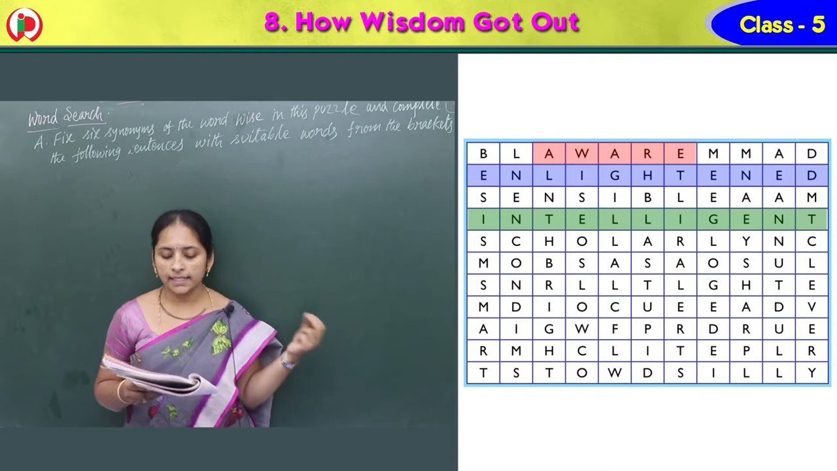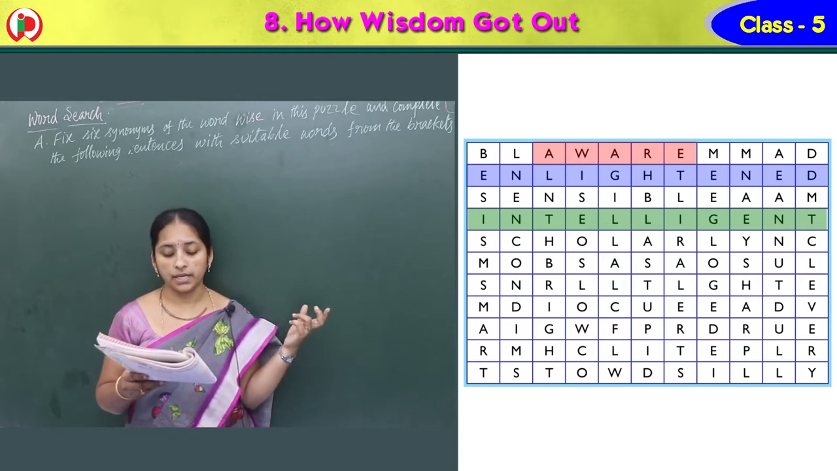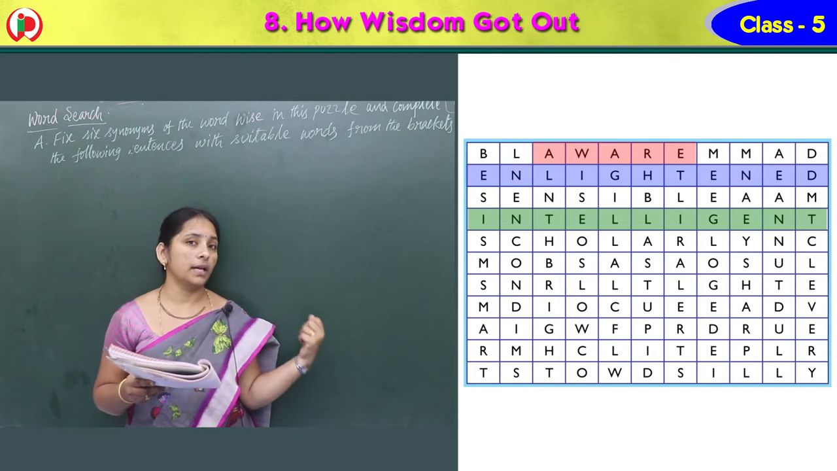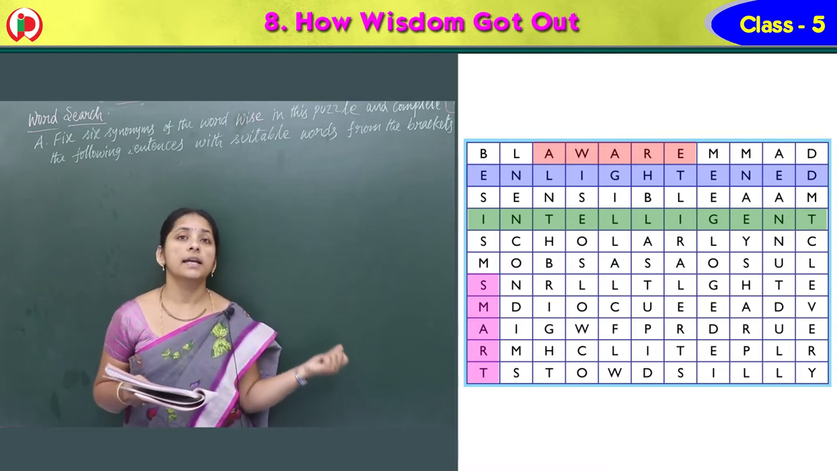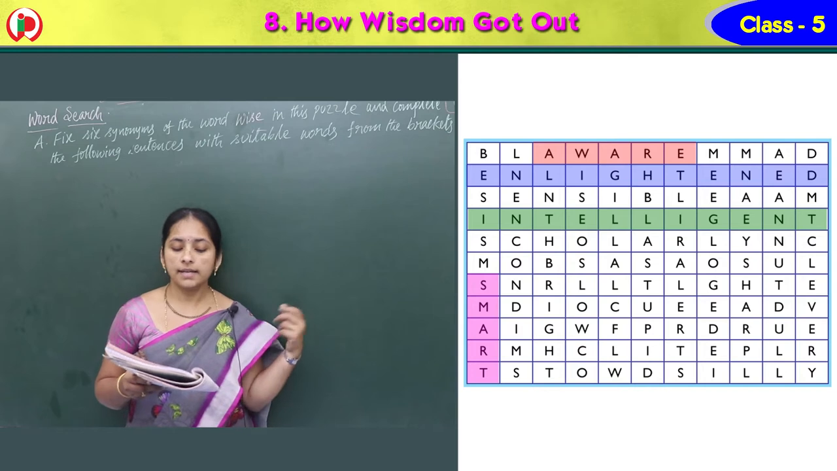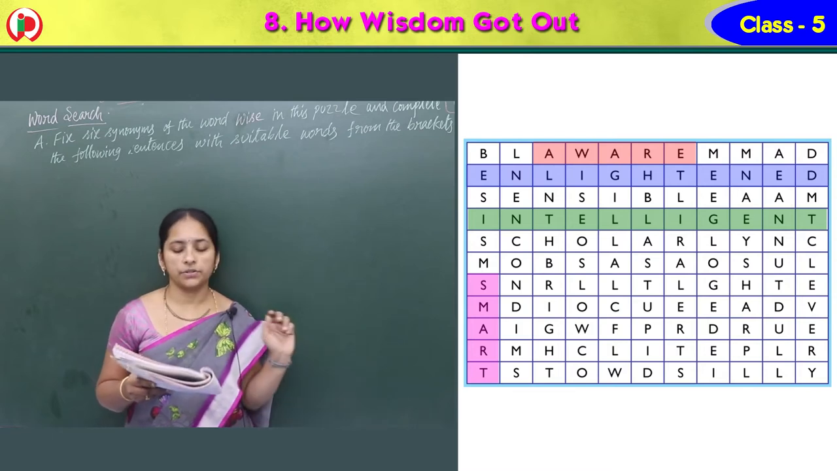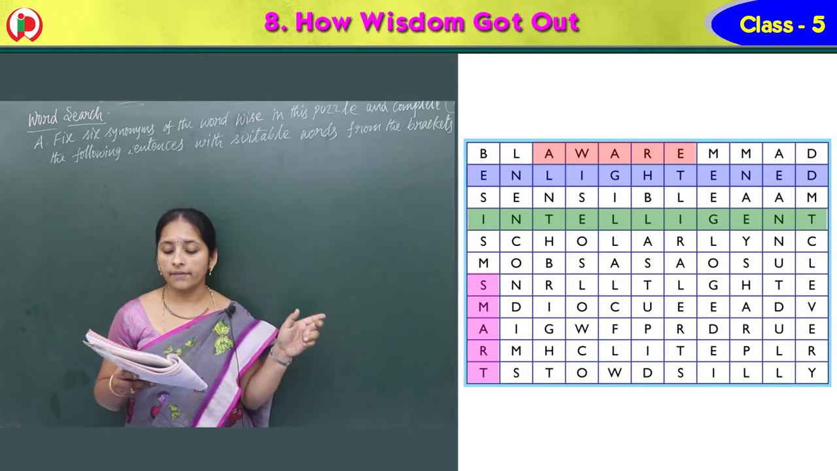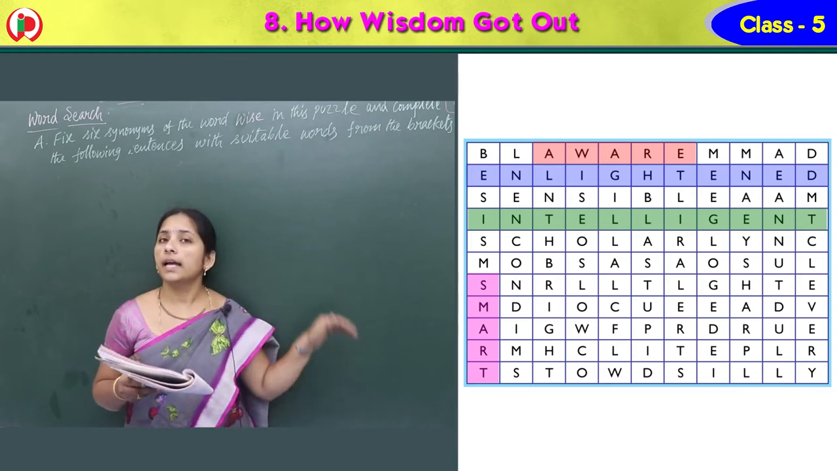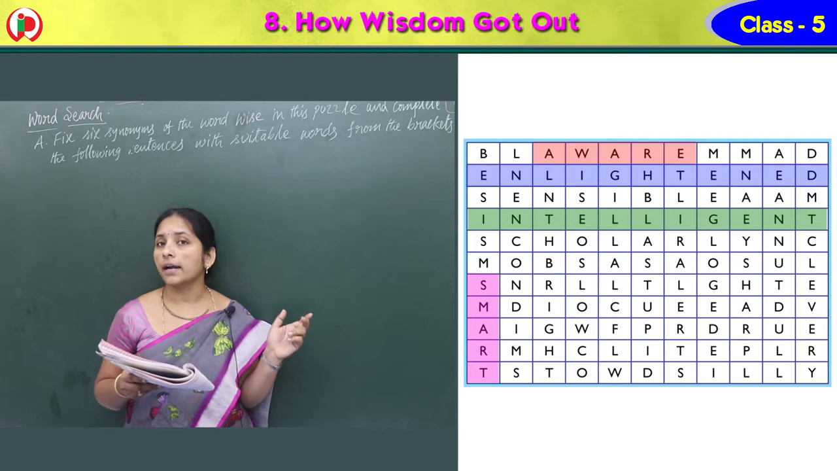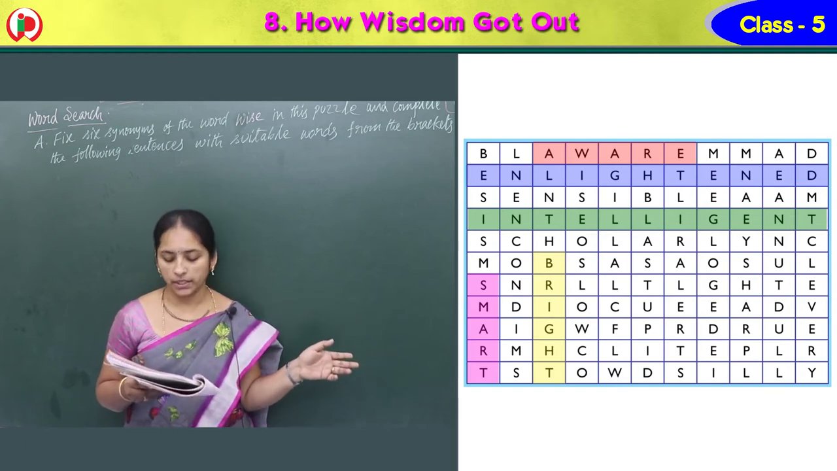Three you got it: aware, enlightened, intelligent. And can you find the remaining three? What are those? Yes, in the seventh line down, if you see, smart. S-M-A-R-T, smart. And next one, yes, in the sixth line, third letter from the down. What is that? B-R-I-G-H-T, bright.